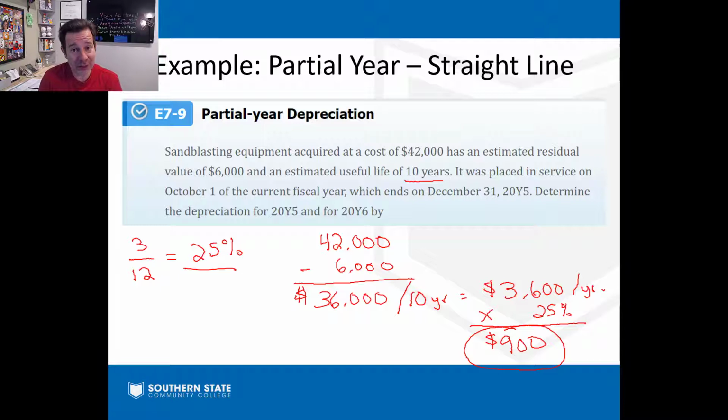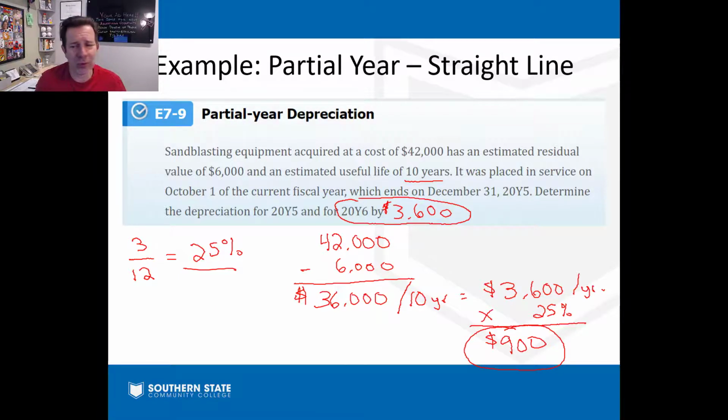In the second year, we're taking a full year depreciation. So that second year, 20Y6 would be 3,600. So that's the game we're playing. We're going to calculate a full year amount that we're going to depreciate, and then we're going to prorate it according to how long we really had the asset during the year.